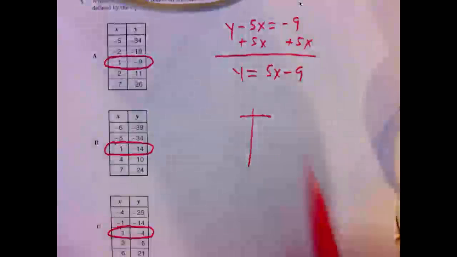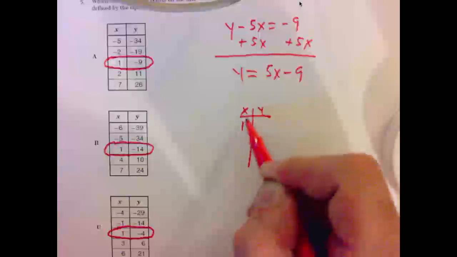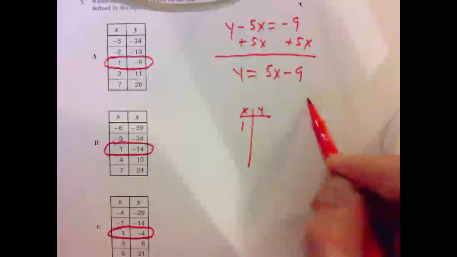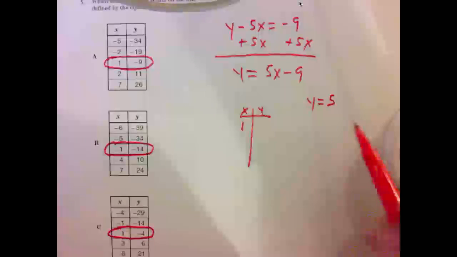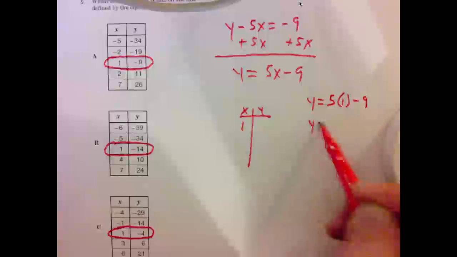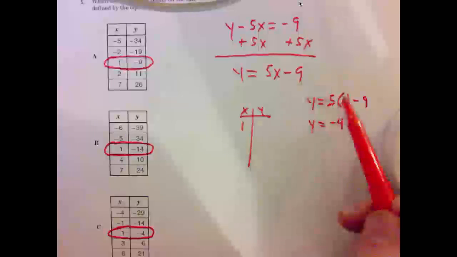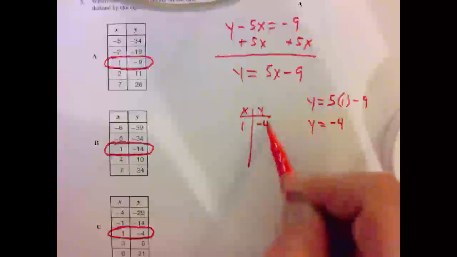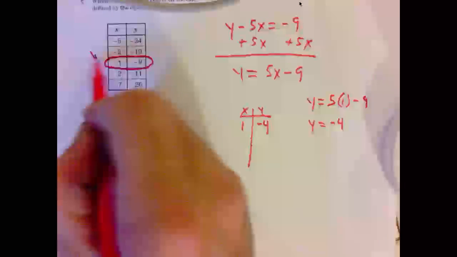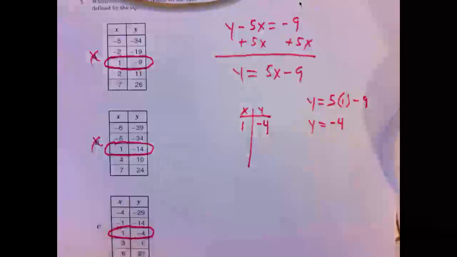All right, so let's substitute 1 for x. When x is 1, my question is what is y? Here I go into my equation. y equals 5, instead of x, let's substitute 1, minus 9. y equals 5 times 1 is 5, minus 9 is negative 4. What we have found is when x is 1, y is negative 4. So clearly that eliminates A. 1 does not pair with negative 9. That eliminates B. C is a possibility: 1, negative 4. So we're down to either C or D.